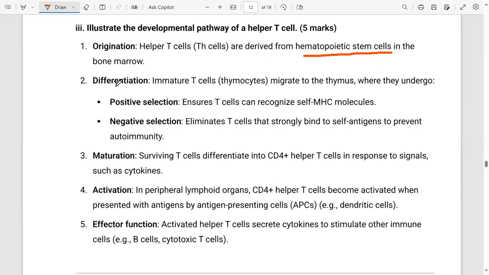Okay, so on the differentiation part, these immature T cells from the hematopoietic stem cells migrate to the thymus, and in that thymus, they undergo 2 selections. So the first one is what we call the positive what? Selection.